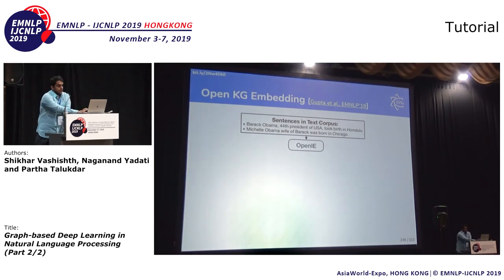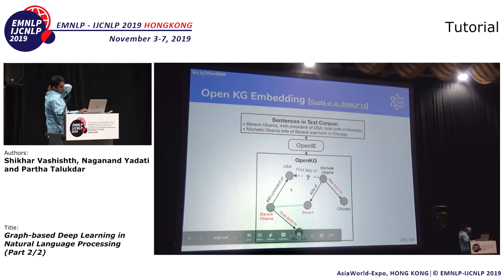A related problem is open KG embedding. Let's say we have these two sentences in the corpus: Barack Obama, 44th president of USA, took birth in Honolulu, and Michelle Obama, wife of Barack, was born in Chicago. Let's say we run an OpenIE extraction system on these sentences. Now we end up with this graph: Barack Obama, 44th president of USA, and Barack, wife of Michelle Obama. The main problem here is that we have no way of knowing beforehand that Barack Obama and Barack refer to the same entity. This is known as the knowledge base canonicalization problem, where we want to canonicalize entities which have different surface forms, as an example, Barack Obama and Barack.